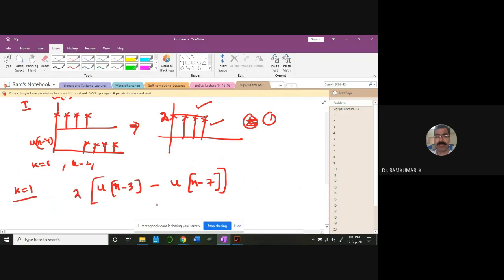Compute that and put it below the previous signal, whatever you're doing. Here, what do you get? From the third sample onwards, the signal is going to start, and it goes up to the 7th sample. I'm going to get these samples: 3, 4, 5, 6, 7.